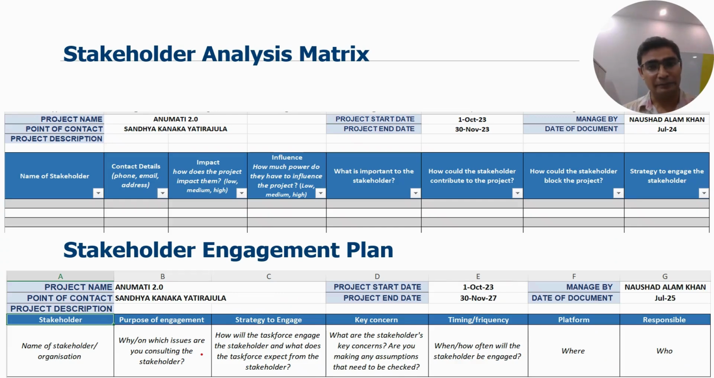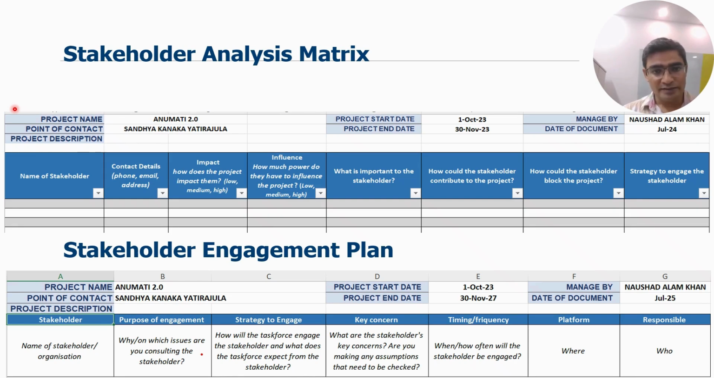There are several templates available online for both the stakeholder analysis matrix and the stakeholder engagement plan, which can be customized based on the specific needs of your project. The stakeholder analysis matrix helps us to identify and categorize key stakeholders, while the engagement plan provides a structured method to manage and streamline our interactions with them throughout the project lifecycle.